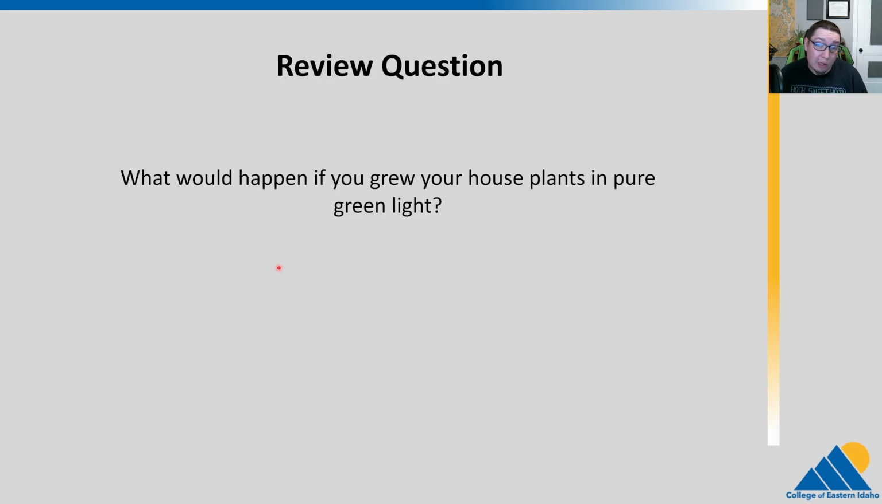Well, the short answer is they probably would die if you did it long enough. For a little bit of time, they'd have enough stored energy probably to continue on, but they would not be able to continue photosynthesis. They would not absorb enough light energy to keep those photosystems working because chlorophyll does not absorb green light. So they'd be unable to continue photosynthesis.